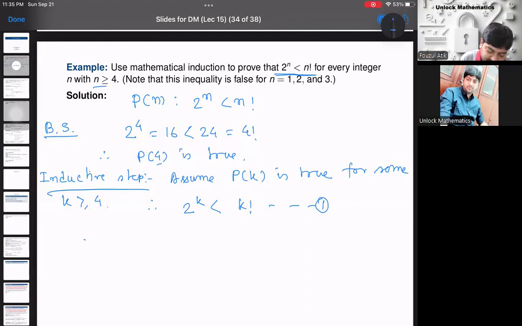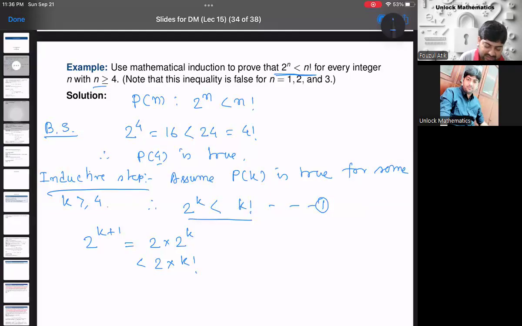Take this expression 2 to the power k plus 1. You have to prove that this is less than k plus 1 factorial. But how to prove? You have to take the help of Pk. So I can write this as 2 into 2 to the power k. But 2 to the power k is less than k factorial, and I can use this fact. So this is less than 2 into k factorial. But I need to have this expression as k plus 1. If 2 is replaced by k plus 1, then only I can write that 2 to the power k plus 1 is less than k plus 1 factorial.